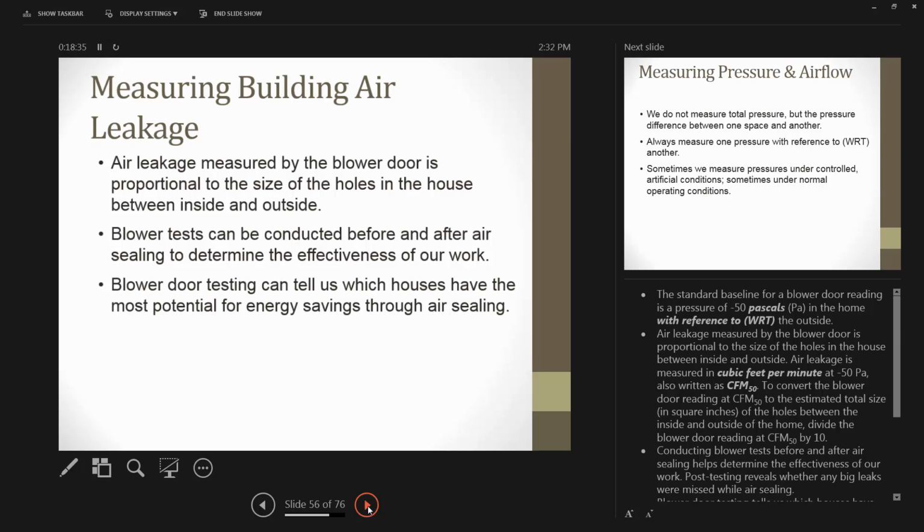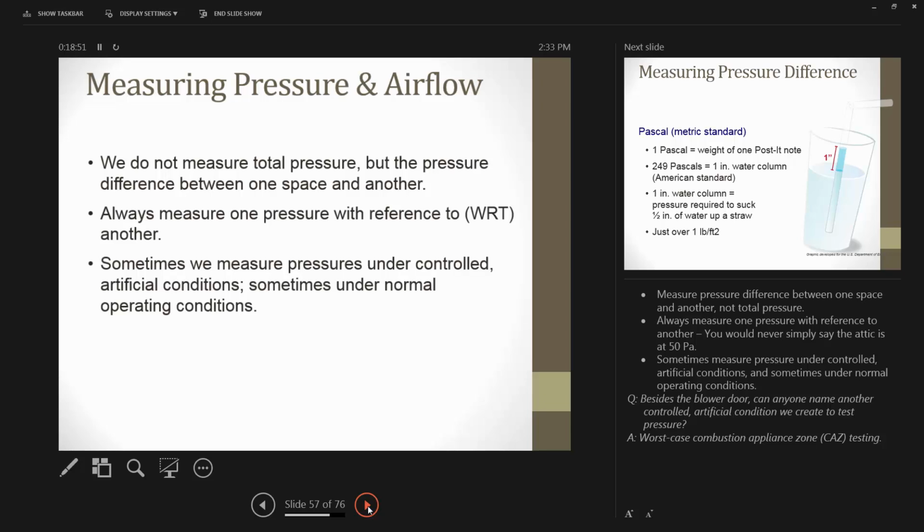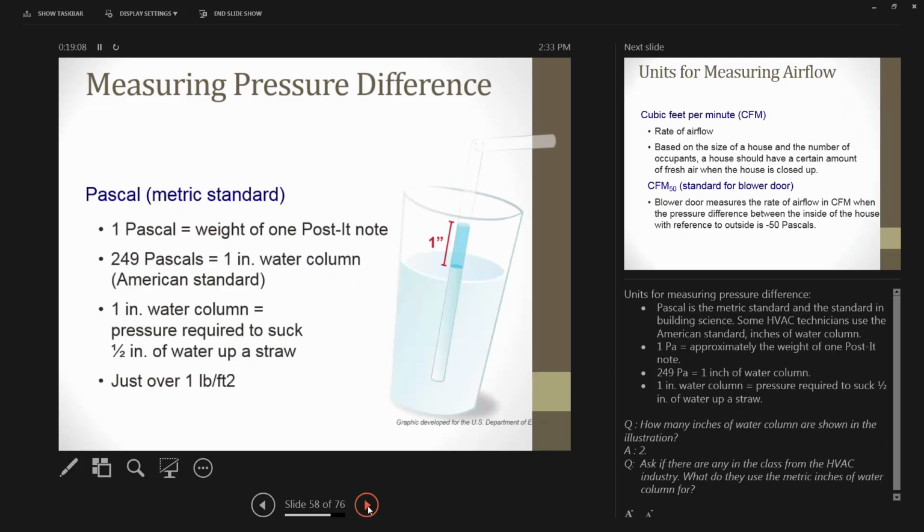The one thing about the blower door when it comes to systems efficiencies in existing houses, it starts to give you that checklist of what's going to be your low-hanging fruit, which ones are going to benefit the most from air sealing. So again, we're not measuring total pressure, just the difference between the pressure. So it's with reference to one another, and this will become common for you when we're talking about blower doors.